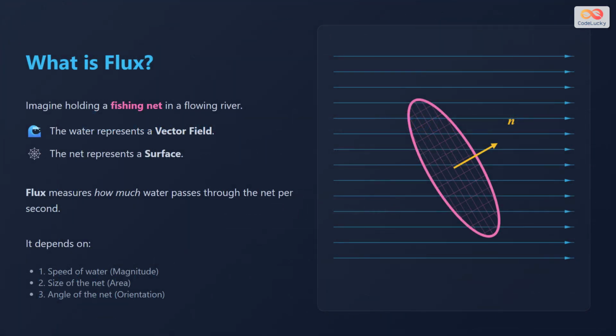To understand flux, imagine a fishing net placed in a flowing river. The water represents our vector field, and the net represents the surface. Flux measures exactly how much water passes through the net every second. It depends on three things: the speed of the water, the size of the net, and the angle or orientation of the net relative to the flow.